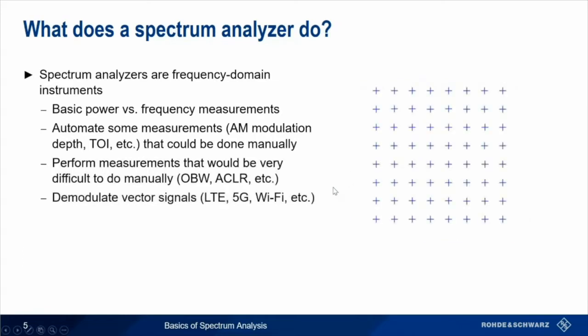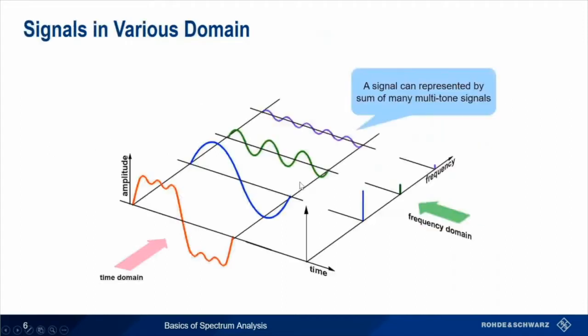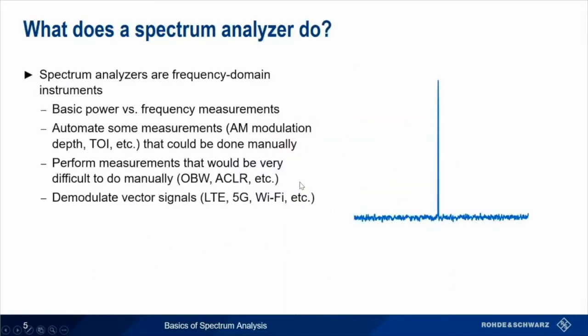Spectrum analyzers can also demodulate vector signals. So if you're looking at things like LTE, 5G, Wi-Fi, we can look into the structure and content of those signals themselves. So clearly there's a lot of things that we can do with the spectrum analyzer, but what we're going to start with and what we're going to focus on in this presentation is really just the power versus frequency. So again, we're sticking to the basics, and that's where we're going to spend the majority of the presentation today.